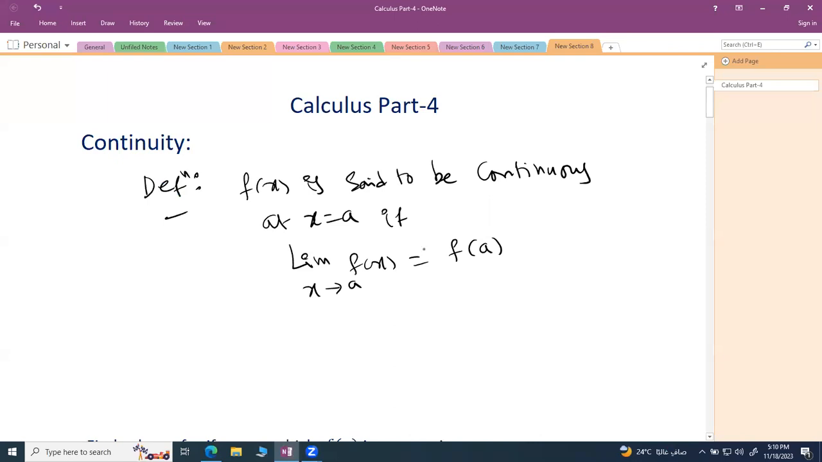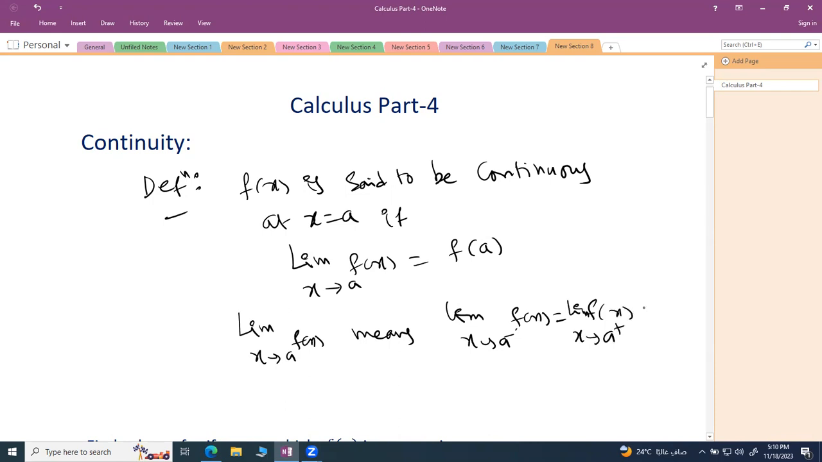Limit x goes to a of f of x means limit x goes to a minus f of x equal to limit x goes to a plus f of x.